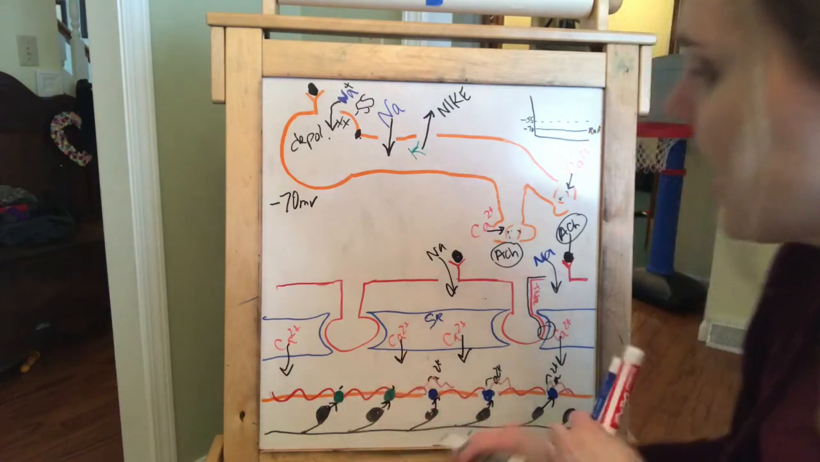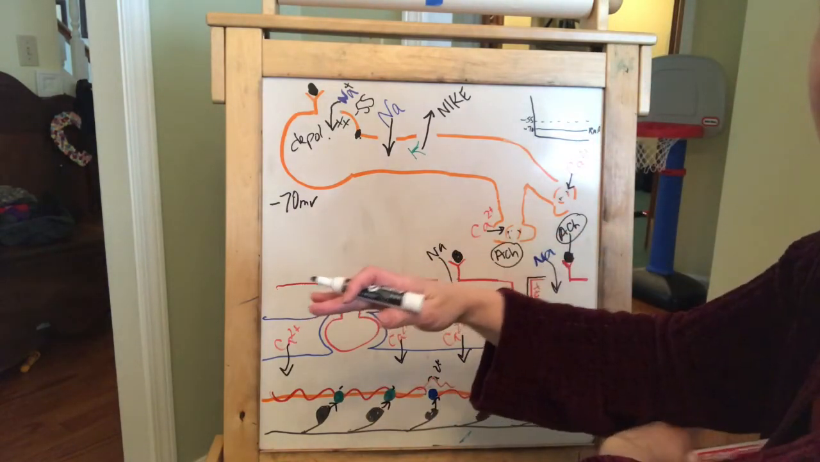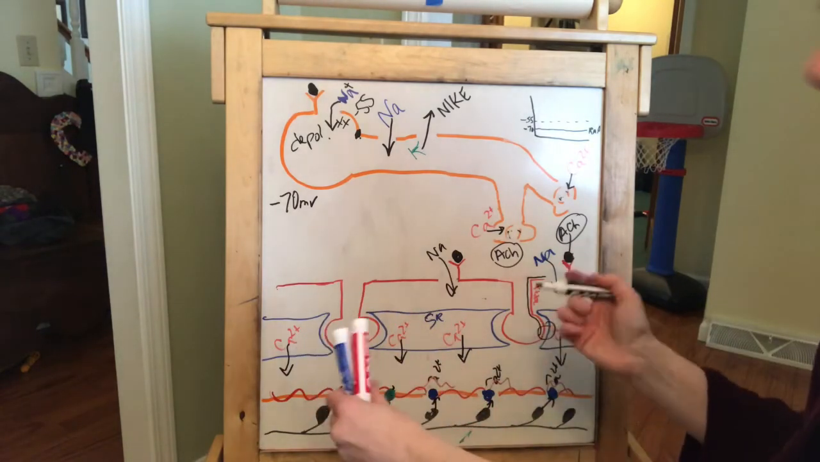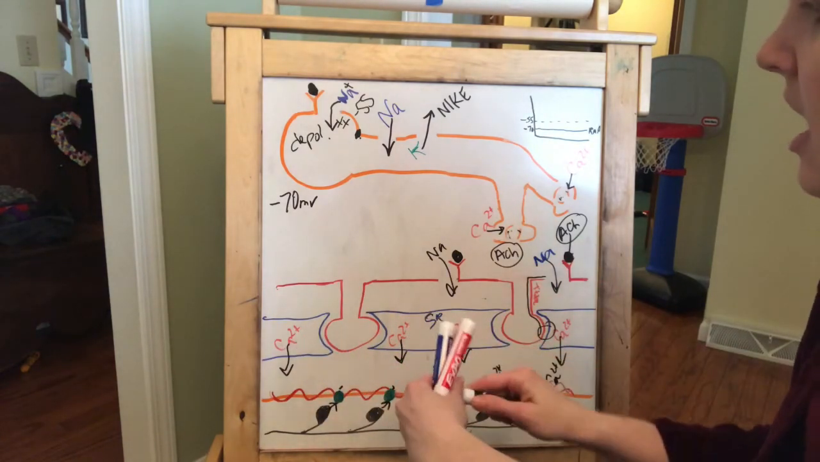And then the actin and myosin are going to slide past each other, and that is how we get a contraction of the muscle.